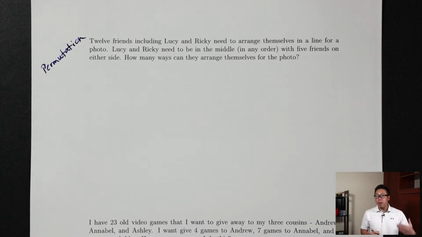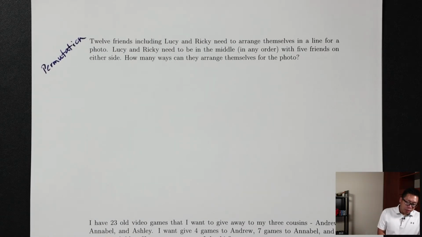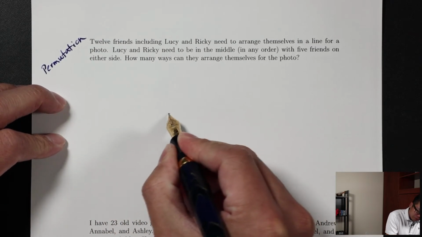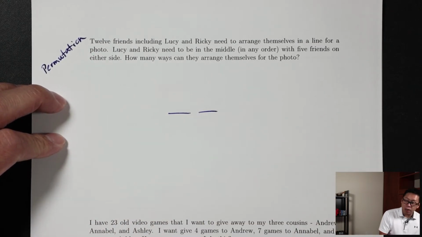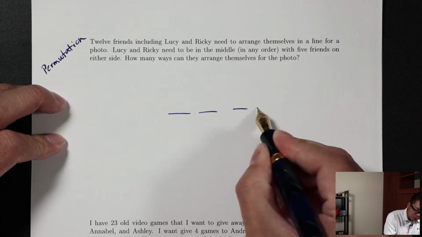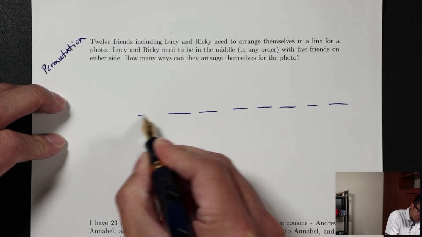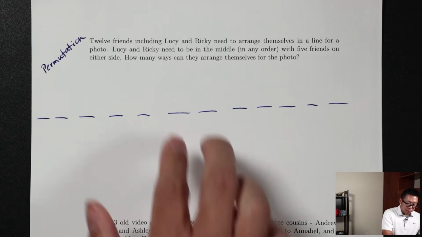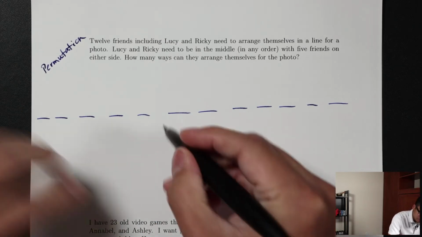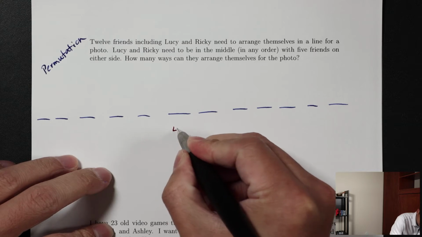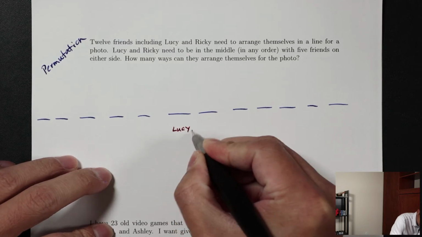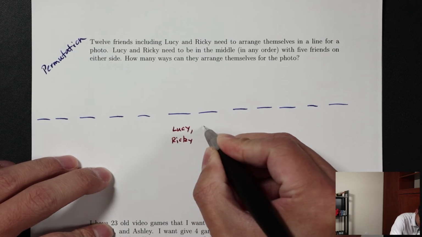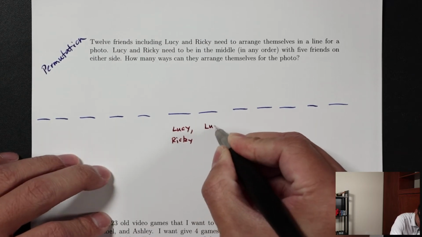Okay, permutations, blanks and numbers. How many blanks do I need? I want Lucy, Ricky in the middle, and then 5 friends on either side. So 1, 2, 3, 4, 5. 1, 2, 3, 4, 5. Now the middle needs to be Lucy or Ricky. So Lucy, Ricky. And the other one will be the other person, so it's either going to be Lucy or Ricky.